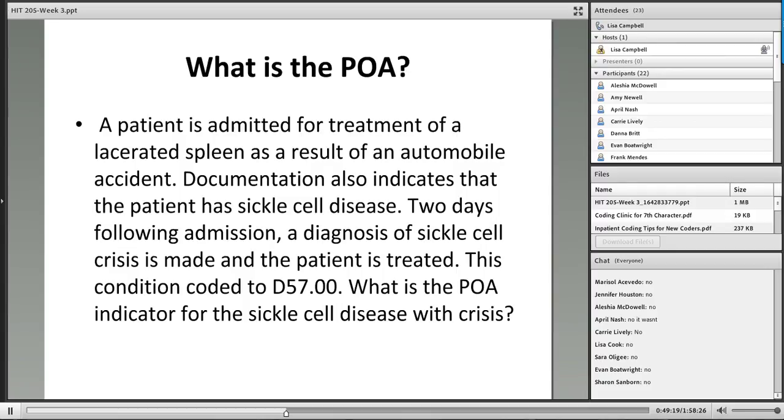A patient is admitted for treatment of a lacerated spleen as a result of an automobile accident. Documentation also indicates the patient has sickle cell disease. Two days following admission, a diagnosis of sickle cell crisis is made and the patient is treated. This is coded to D57.0. What is the POA indicator for sickle cell disease with crises? Because that's what D57.00 is.